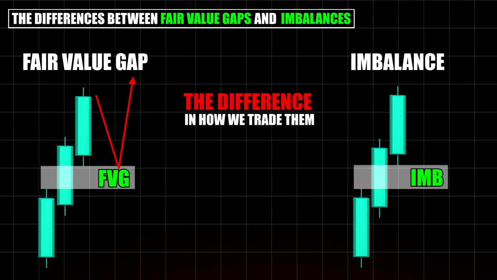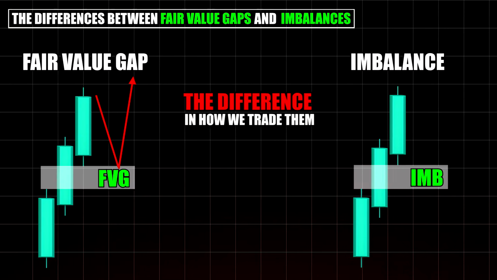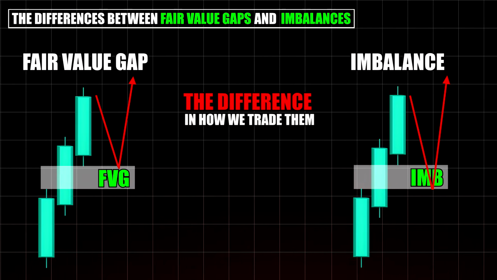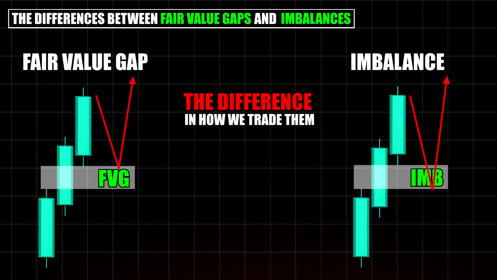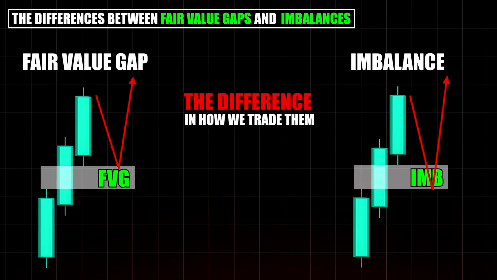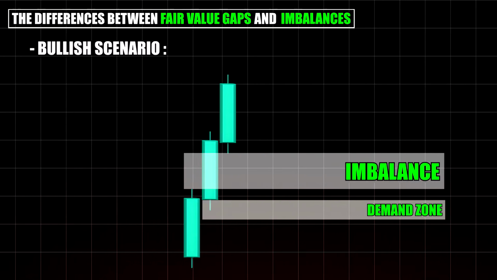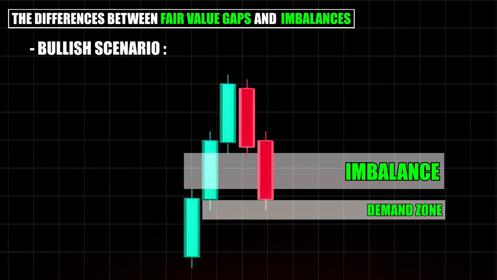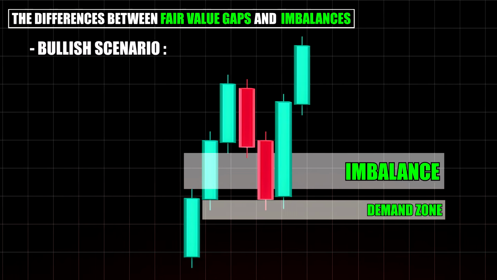But imbalances are handled a little differently. Rather than looking for an immediate reaction within the gap, we typically wait for the entire imbalance to be filled. This means price needs to move through the whole untested range. Once that happens, we expect the market to interact with a key demand or supply zone that lies just beyond it. So in a buying scenario, we'd want to see price fill that empty space completely, tap into a demand zone, and then look for a bullish response from there.